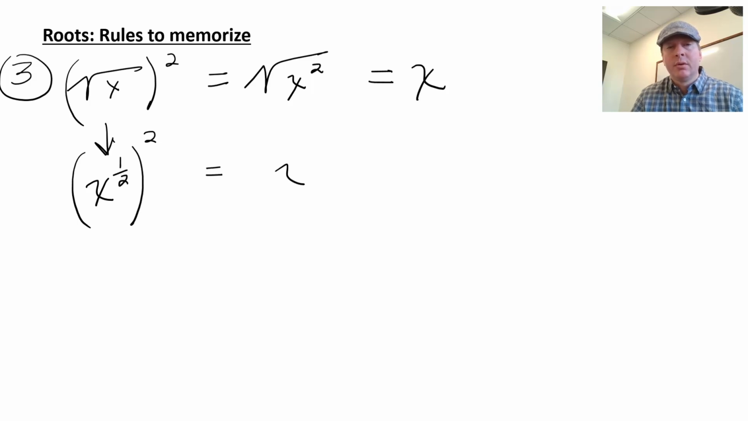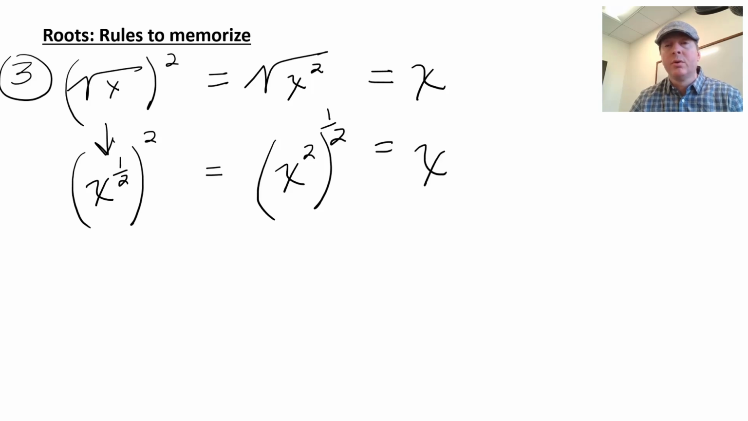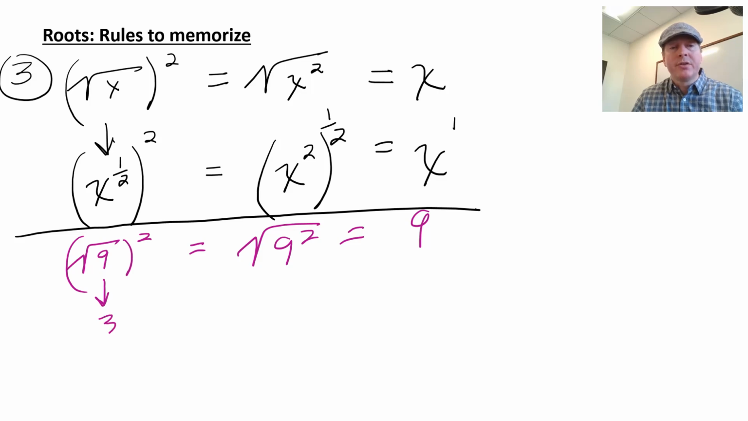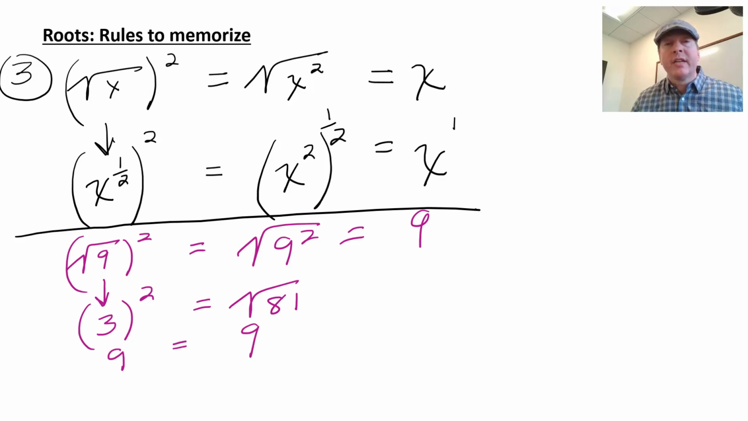That is equal to, over here we have x squared, and we're taking the square root, so that is x squared to the 1/2. Both of those are equal to x to the 1. You multiply the exponents, that's the same as x to the 1, that's the same as x. Let's look at an example. The square root of 9, squared, is equal to the square root of 9 squared. It's equal to 9. The square root of 9 is 3. 3 squared is 9, and the square root of 9 squared is the square root of 81, which is 9. 9 is equal to 9, so it all works out.